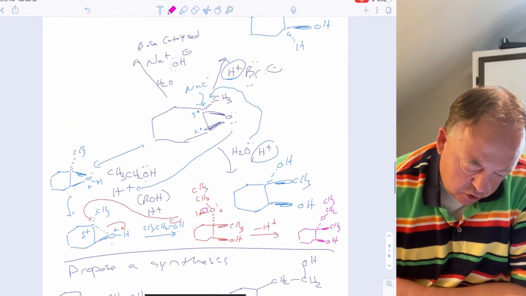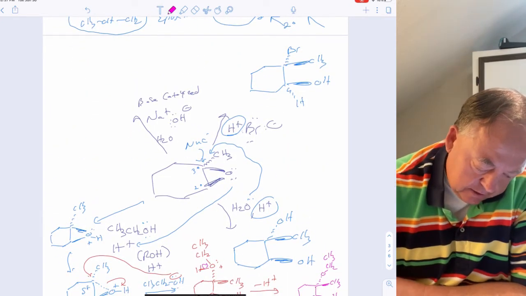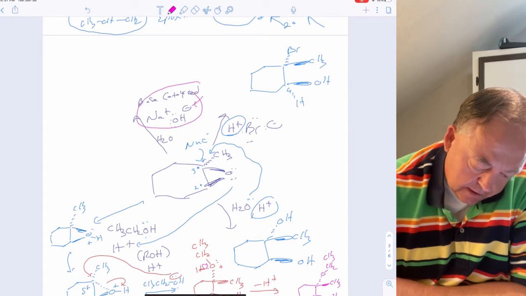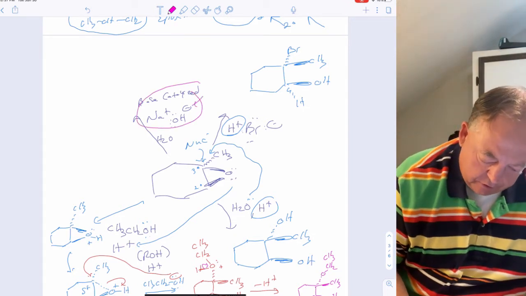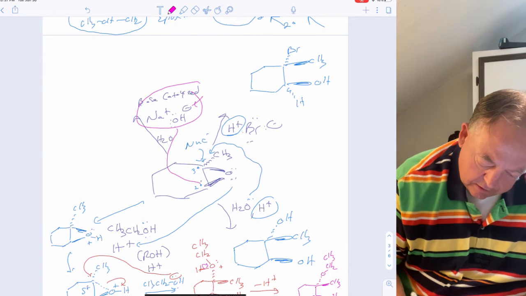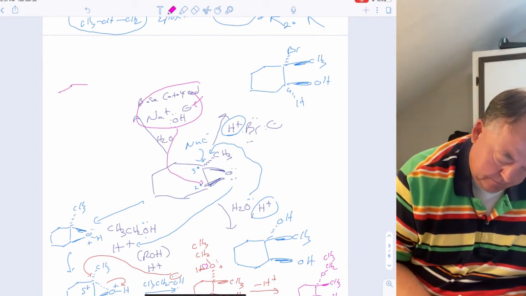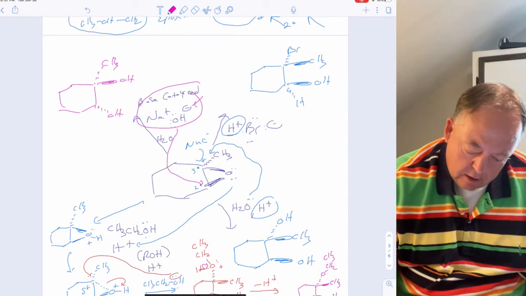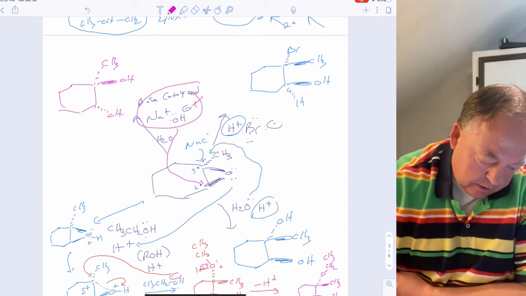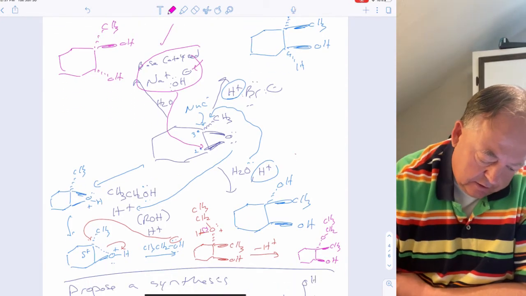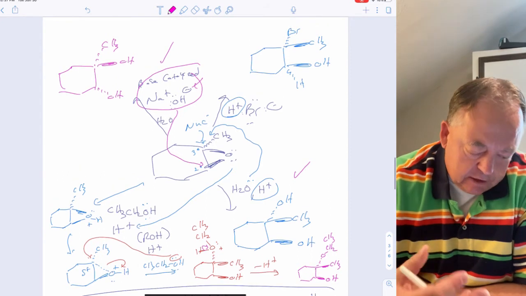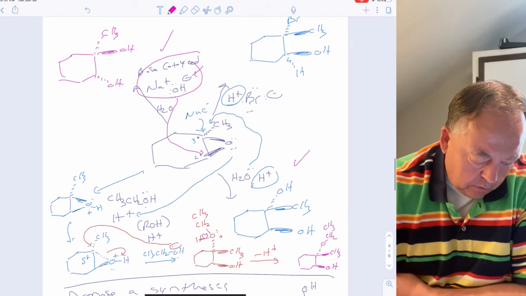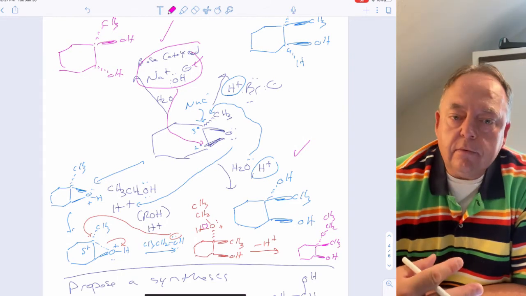And so again, if we contrast this to base-catalyzed, then the nucleophile would have to come in to that carbon. And that would be your major product. So again, if we contrast this to this, you get the opposite stereochemistry, right? Because the nucleophile attacks the opposite carbon.